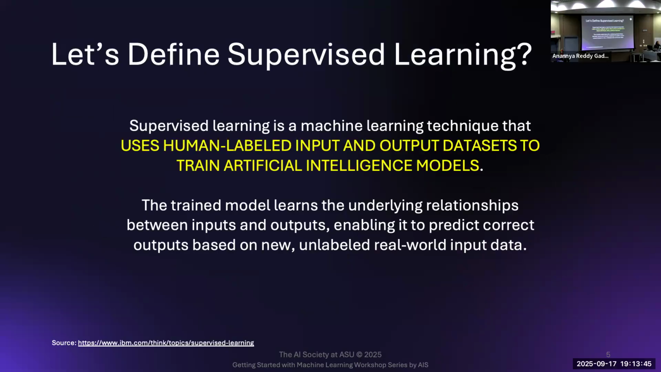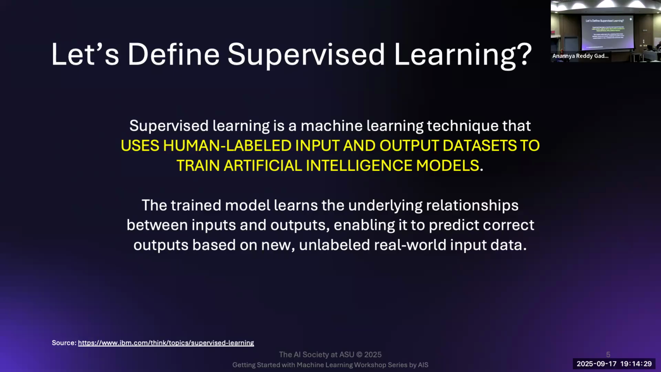Since we visually saw what supervised learning is doing, let's understand the definition of supervised learning. Supervised learning is a machine learning technique that uses human labeled input and output data sets to train artificial intelligence models. That means for every input we provide, like an image or a number, we also give the output label. The model then studies both the inputs and outputs and maps everything. Whenever you give an input, it gives you an output. So that's how it works.